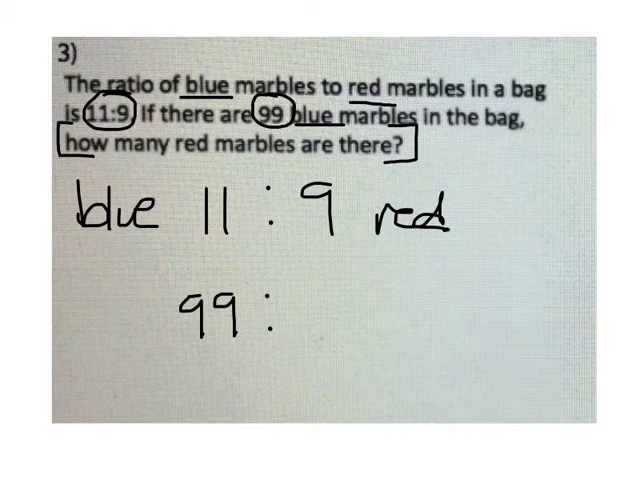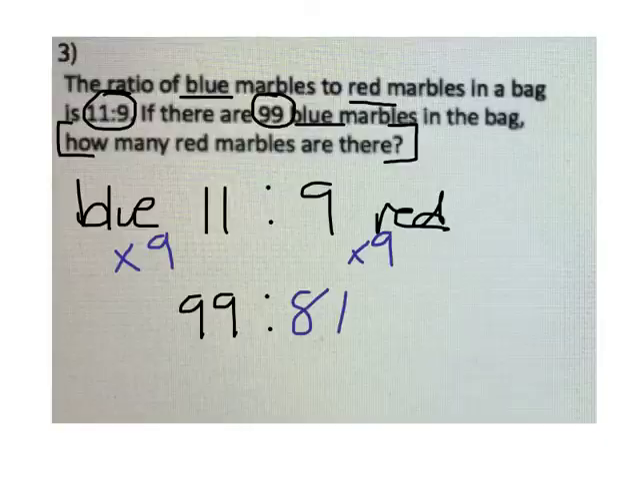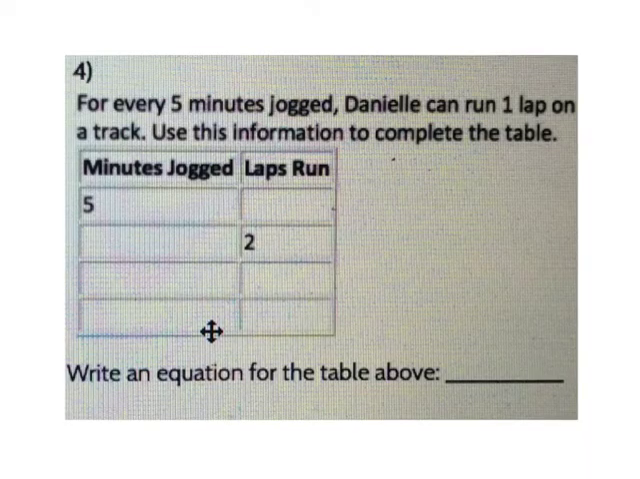Knowing that my original ratio was 11 to 9, and now my ratio is 99 to something, I have to think what I multiplied by to get my equivalent ratio. I know that I multiplied by 9 on both sides of my ratio to get that 11 to 9 becomes 99 to 81. Here's your second you try problem.